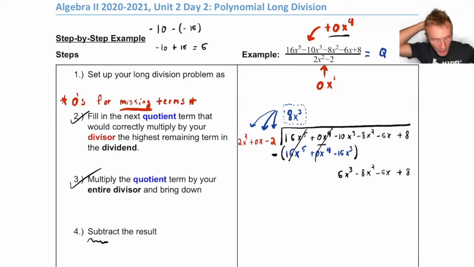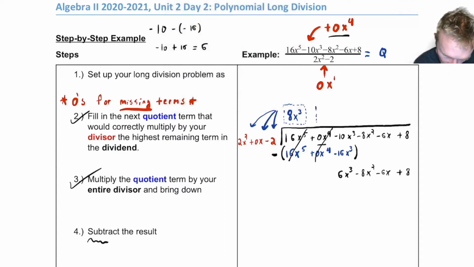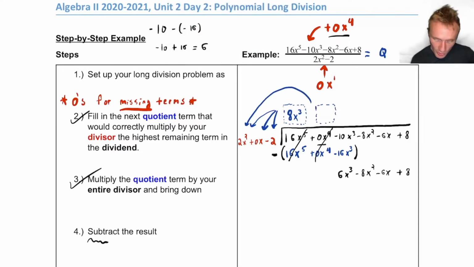All right, here we go. Need to repeat this process. Now, I need a second term here that when we multiply it, again, first by the 2x squared, and then the other pieces, gets me 6x to the third.